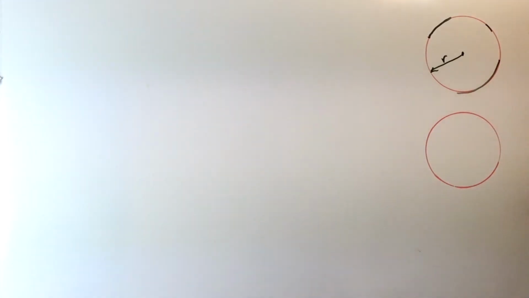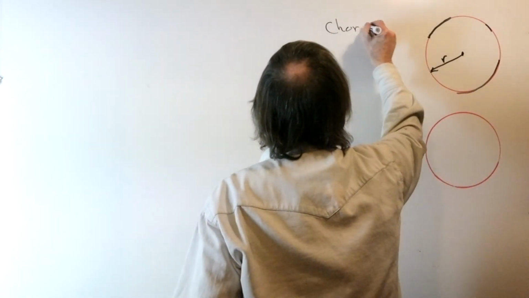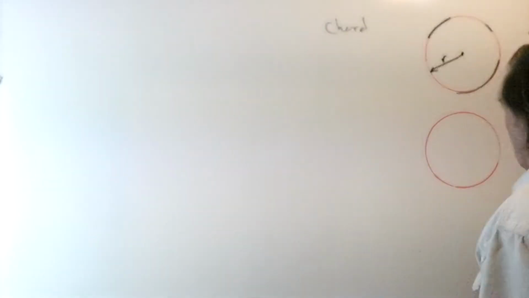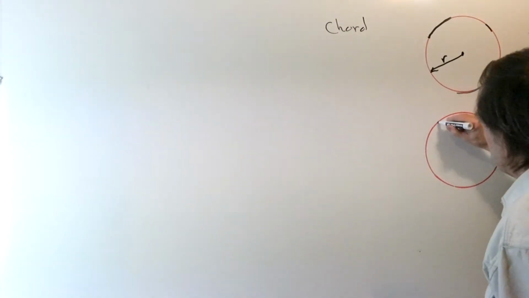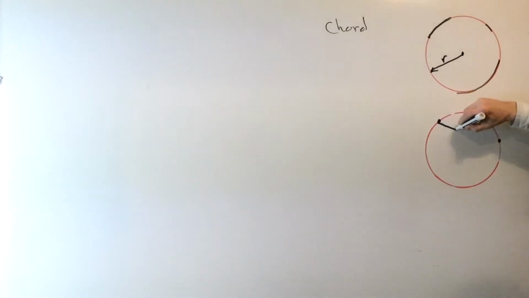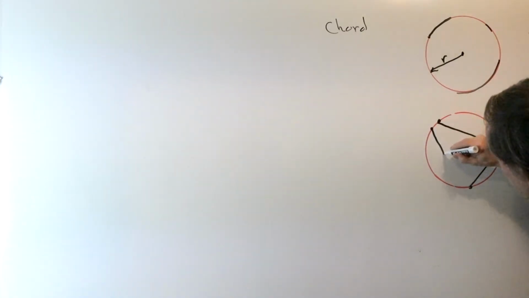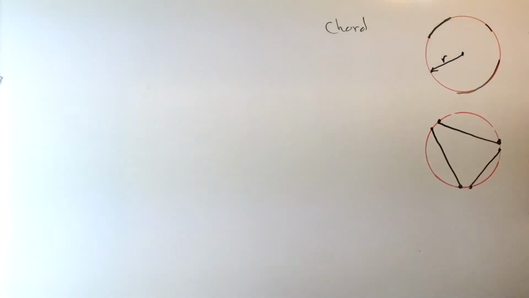Now, a chord, C-H-O-R-D, is a line segment that connects 2 points on the circle. Chords can have different lengths. That is a chord. This is a chord. This is a chord. Chords connect 2 points on a circle. For example, that would be a chord there.